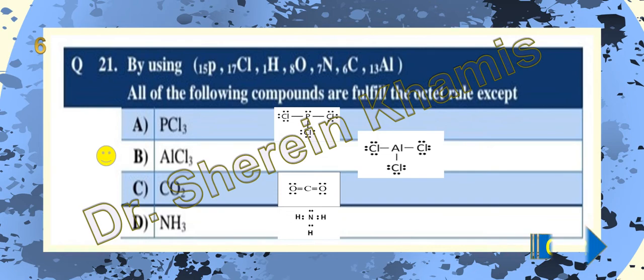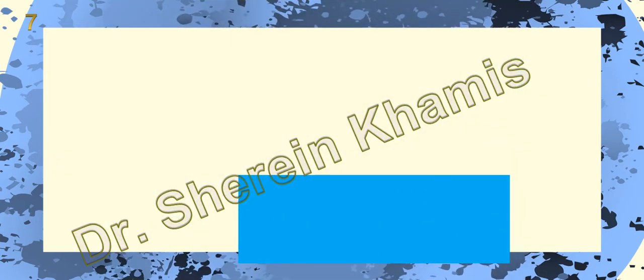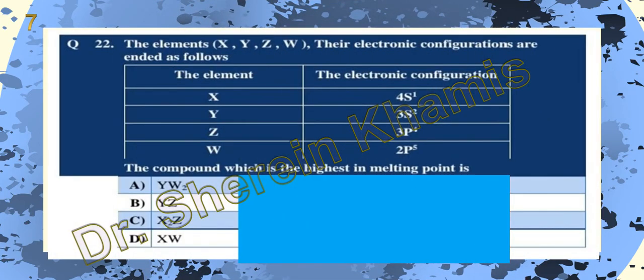Okay, let's go to question 22. Question 22 says that for the elements X, Y, Z, and W, their electronic configurations end as follows: X ends with 4s1, Y ends with 3s2, Z ends with 3p4, and W ends with 2p5. The compound which has the highest melting point is: YW2, YZ, X2Z, and XW.